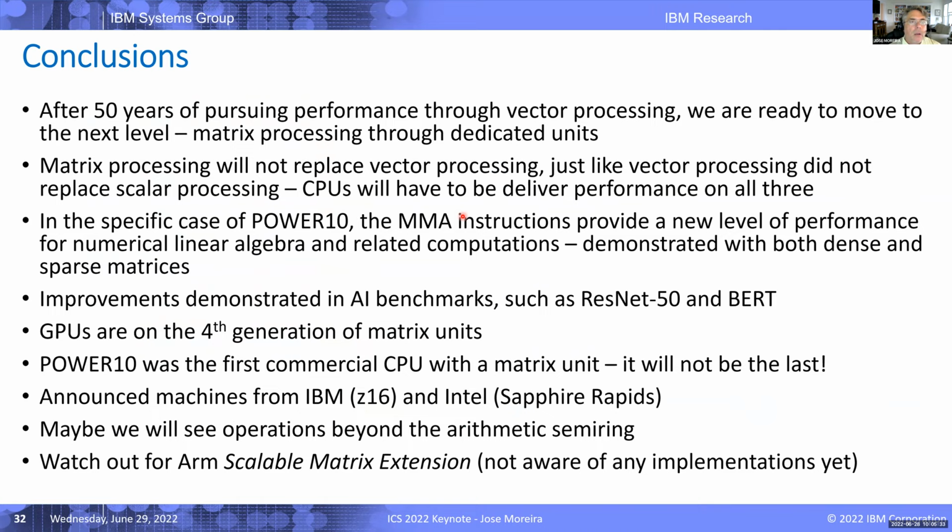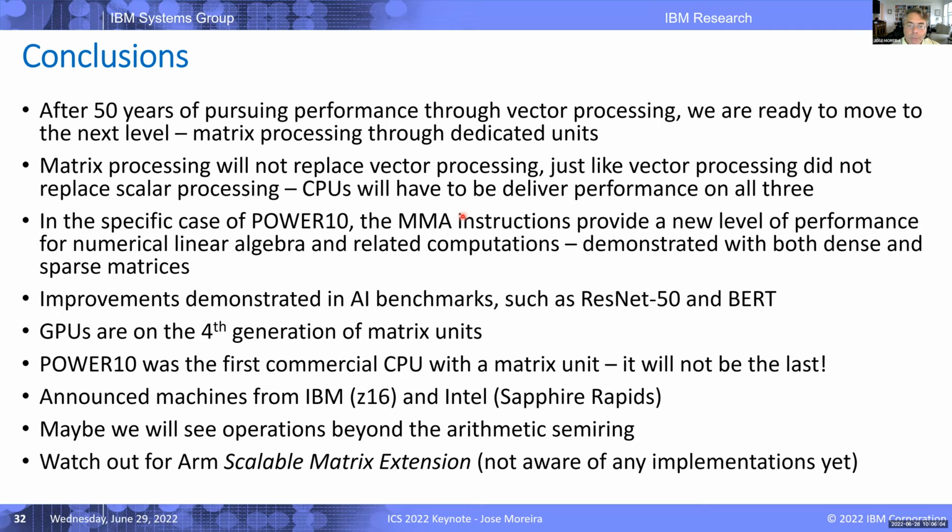So after 50 years of pursuing performance through vector processing, we are ready to move to the next level: matrix processing through dedicated units. Matrix processing will not replace vector processing. The CPUs will deliver performance on all three: scalar, vector, and matrix. In the specific case of Power 10, the MMA instructions, our matrix instructions, provided a new level of performance. And we demonstrated this on both dense and sparse matrix computations, and on AI benchmarks.